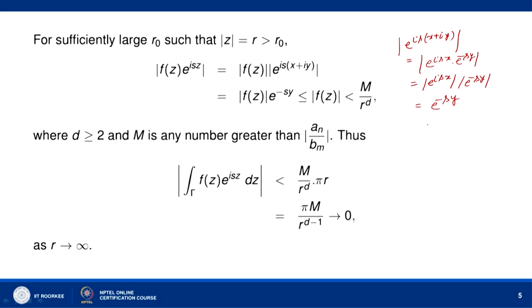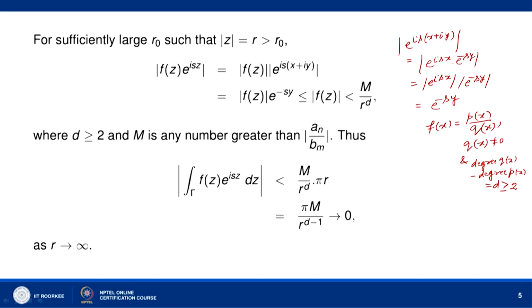Okay. Now, our f(x) we have assumed to be equal to p(x) by q(x), where q(x) is not equal to 0 and the degree of q(x) minus the degree of p(x), let us take equal to d. So, then this d is greater than or equal to 2. Now, in our previous lecture we have seen that when f(x) satisfies these conditions, then mod of f(z) is less than M by r to the power d for sufficiently large r naught, such that mod of z is equal to r and r is greater than r naught.